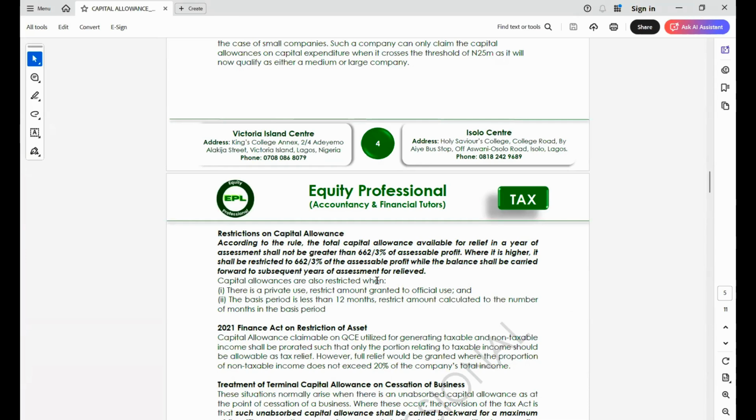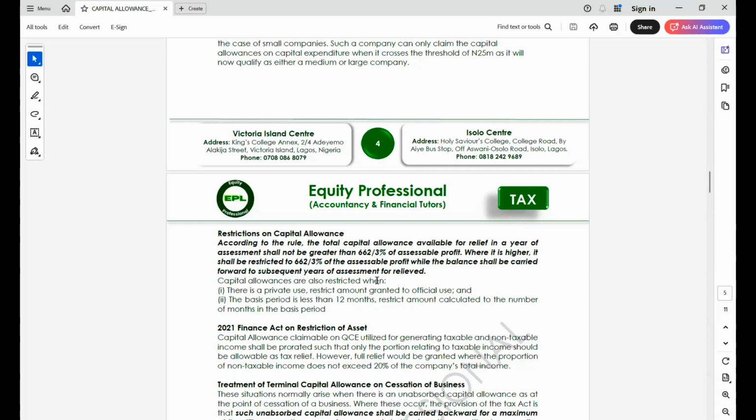Of the nature of business of the taxpayer giving to you. So for you to know whether you are going to restrict or not: where it is a manufacturing entity, no restriction. Or where the company is engaged in agro-allied business. Agro-allied are those that are engaged in agricultural business. So for those two categories of businesses, capital allowance is not restricted.